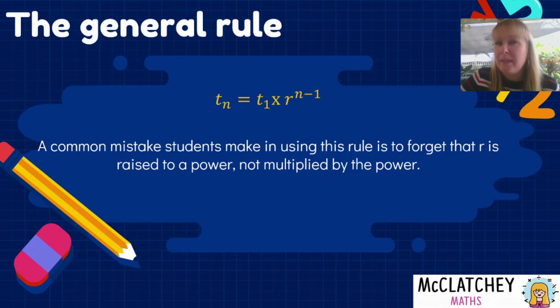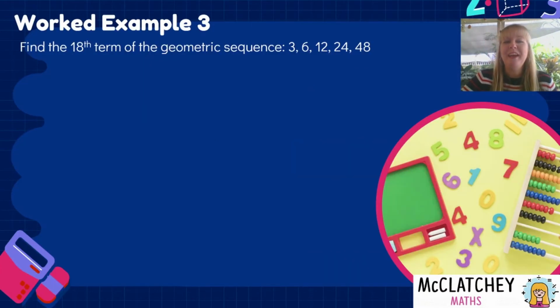And that common mistake I see people making is that they multiply term 1 by the ratio first and then raise that to a power, which is not what we're doing unless it's in brackets. Okay, so let's do this with our third worked example. Let's find the 18th term of the geometric sequence, 3, 6, 12, 24, 48.